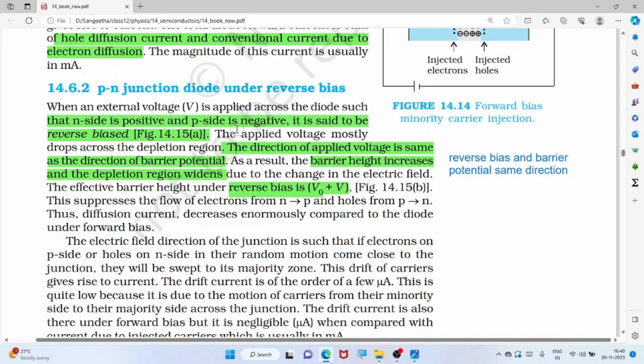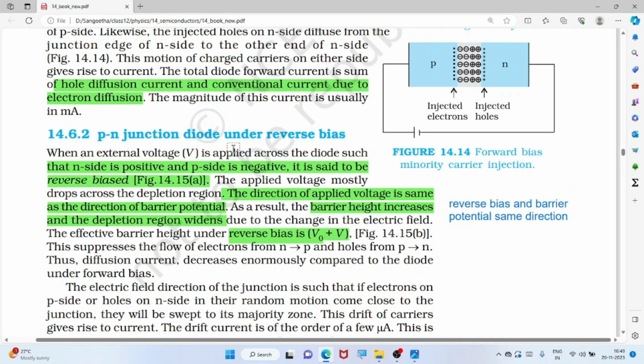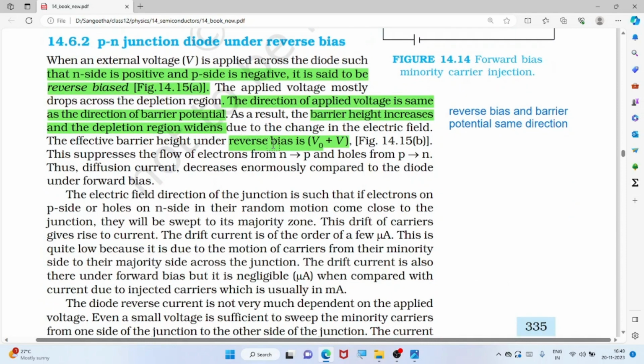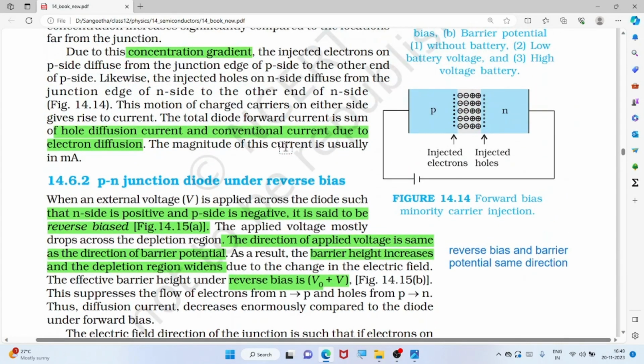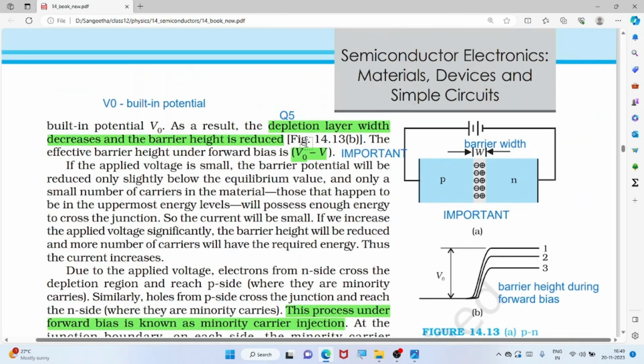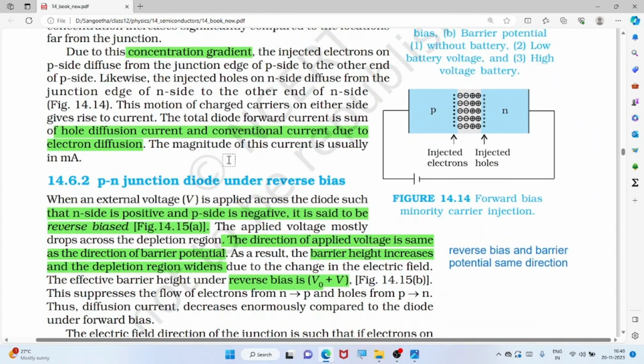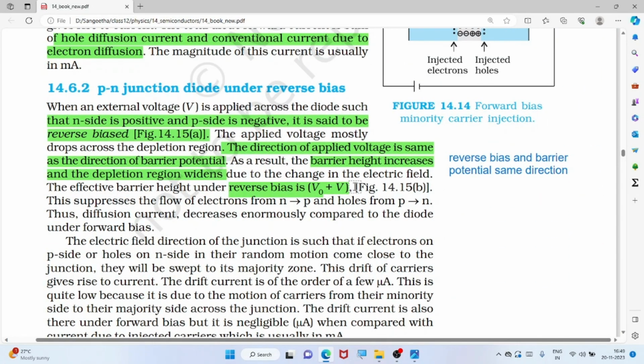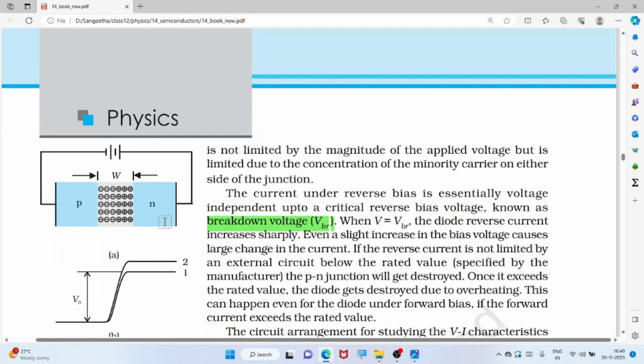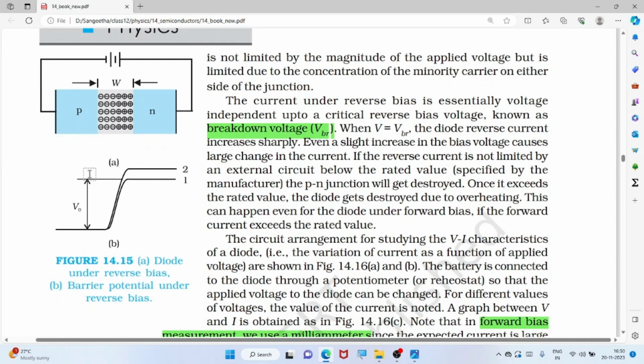This is the reverse bias, where we connect the p type to the negative side of the battery and the n type to the positive side of the battery. In this case the barrier height is V naught plus V. So in forward bias it is V naught minus V, here it is V naught plus V. That means this width will increase. The width is increased during the reverse bias. That is important.